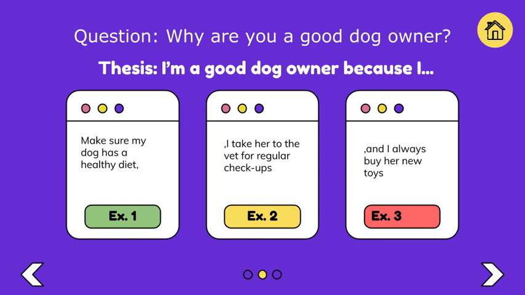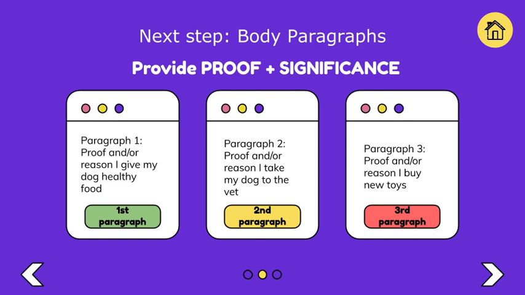And the beauty of this thesis statement is, like we said, we have a body with 3 paragraphs. Well, all these examples actually become your body paragraphs, so it becomes really easy to plan your essay and write it out really fast. So this is an example of that. My first paragraph is about the healthy diet. My second paragraph is about the vet. And then my third paragraph is about the toys. So literally just how I wrote it out in my thesis statement.